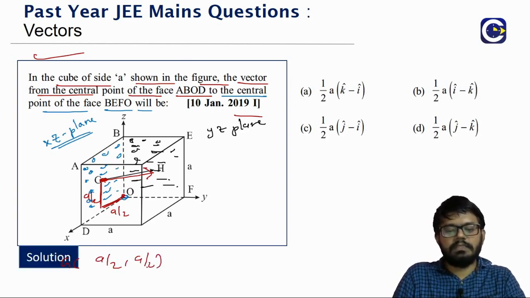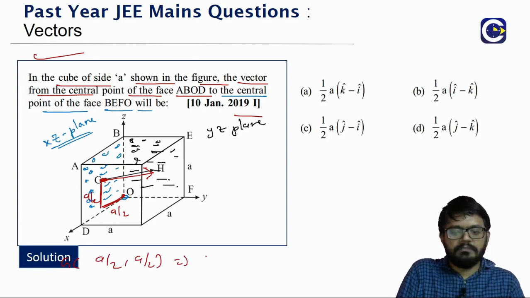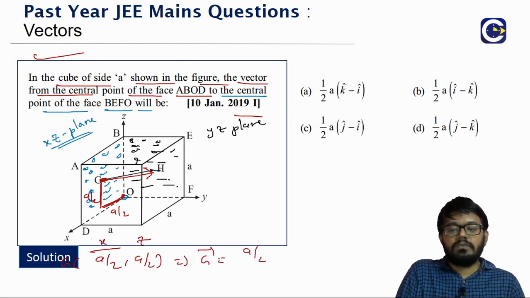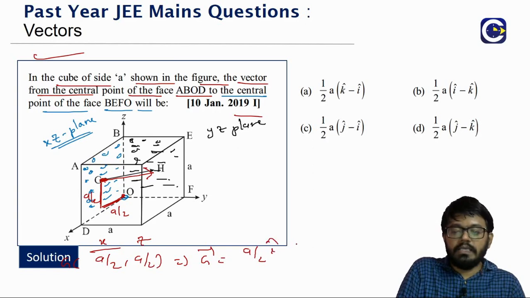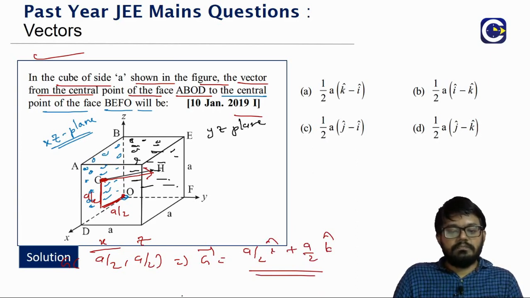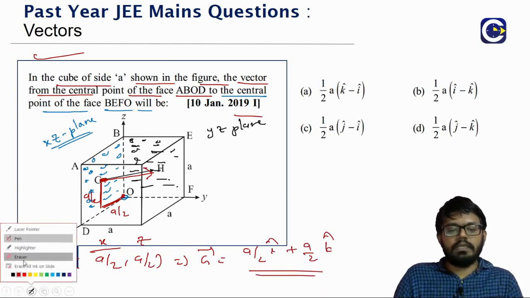Okay, which means the position vector of G from the origin will be A by 2. I mean, by the way, this is the x coordinate, and this is the z coordinate. So it is A by 2 into I plus A by 2 into K. This is the position vector of G. Now one thing is over.